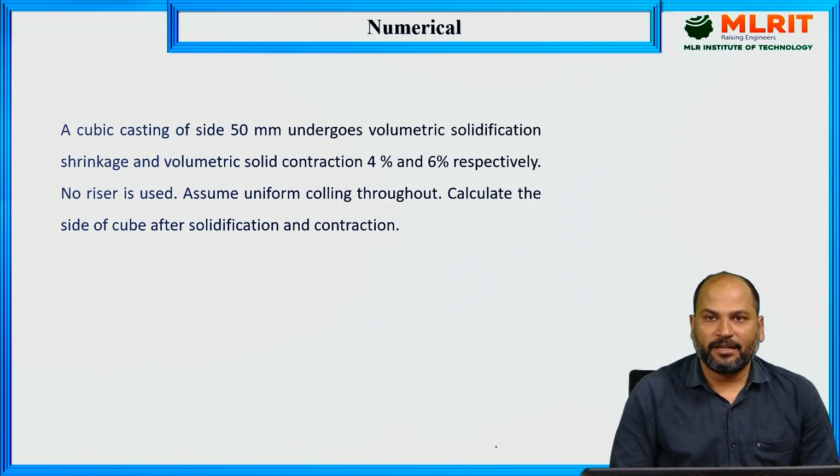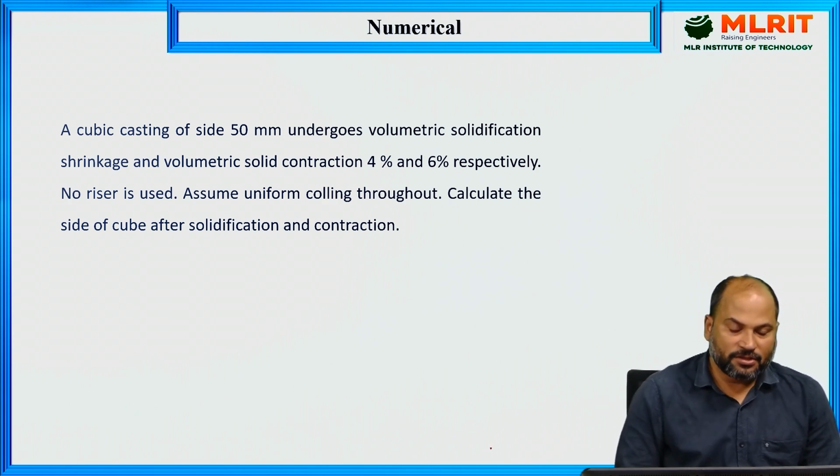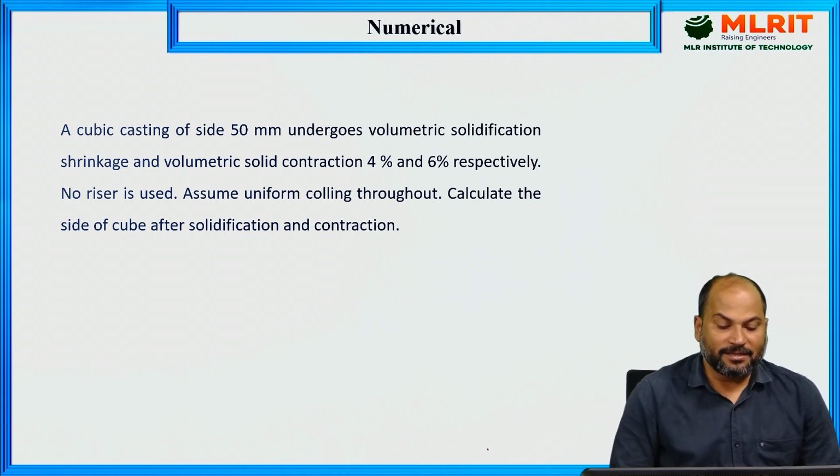These numericals have not been taken randomly. All these numericals have been taken from the previous GATE questions, so all these are standard questions. Just to make our concept of the allowances in the pattern stronger, let's look at this third numerical: a cubic casting of side 50 mm.